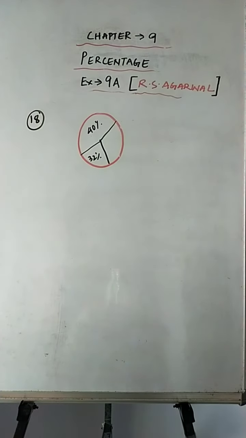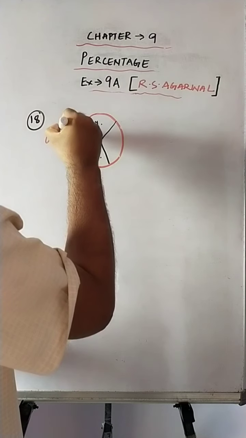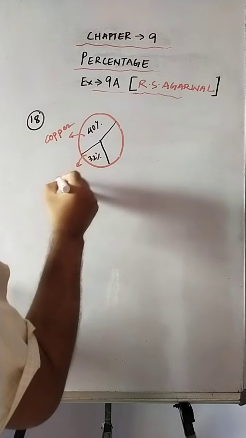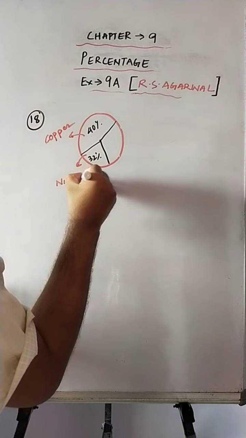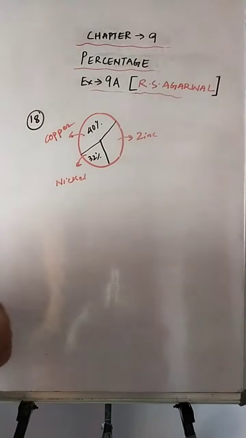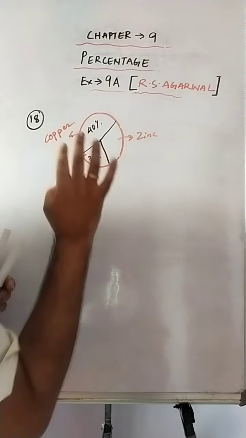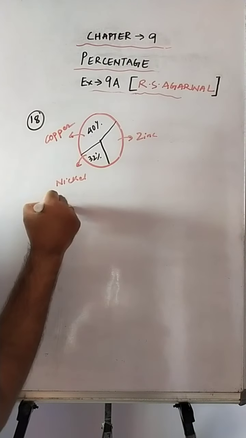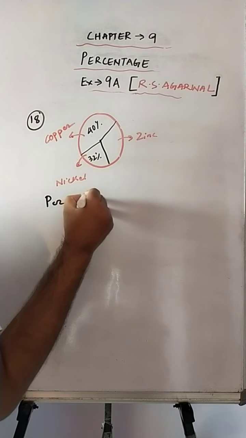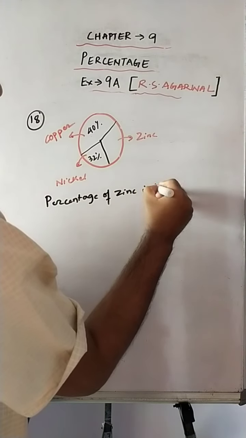Question number 18: an alloy contains 40% of copper. So this entire portion is of copper. This portion is nickel, and the rest part they have said is of zinc. So this entire portion is of zinc. Now we have to find out the percentage of zinc present in the alloy. That is the first thing we have to find out, the percentage of zinc in the alloy.